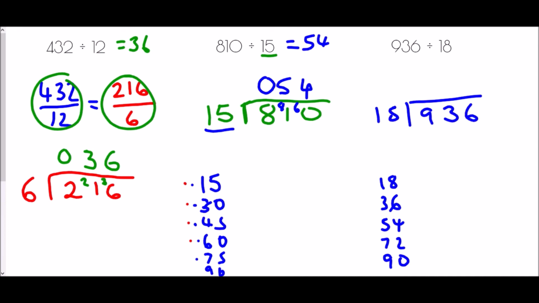936 divided by 18. How many 18s go into 9? Well, it is 0. And so I carry the 9 over. How many 18s go into 93? Well, 1, 2, 3, 4, 5 takes me to 90, but it has 3 left over. How many 18s go into 36? Well, that is 1, 2. And so 936 divided by 18 is 52.